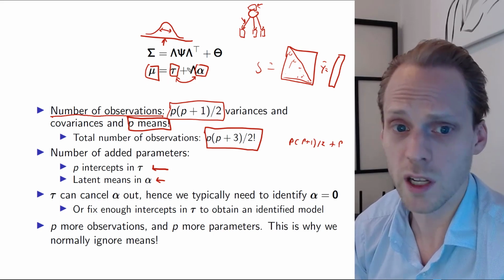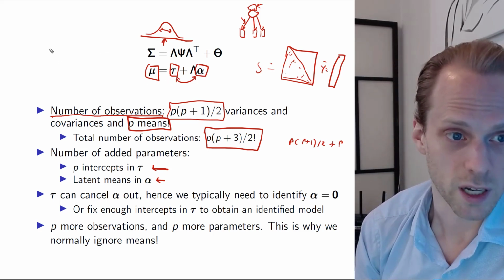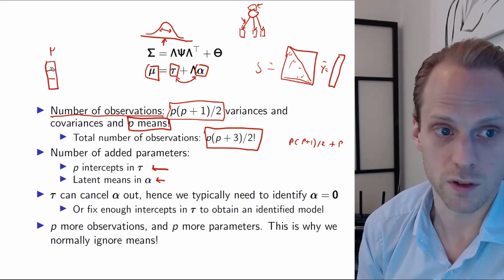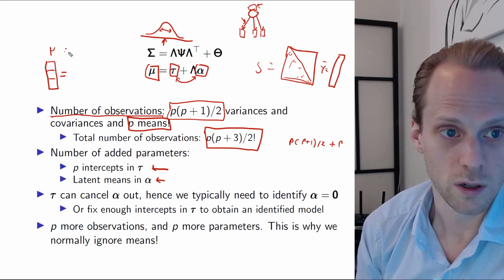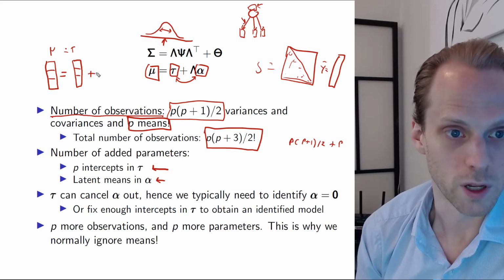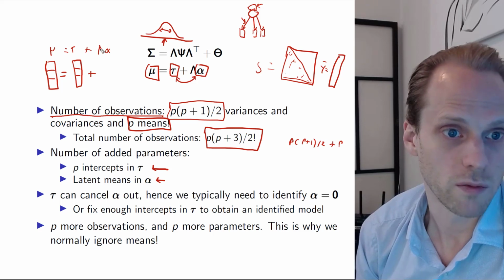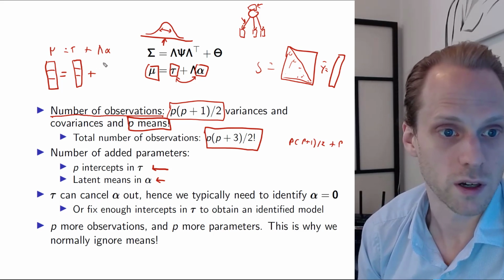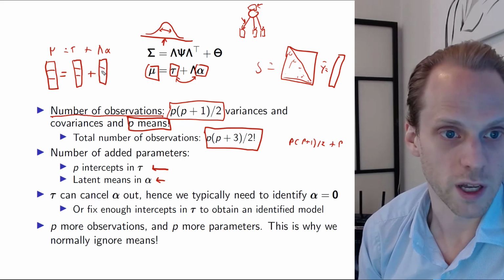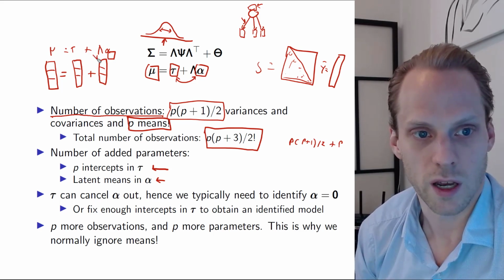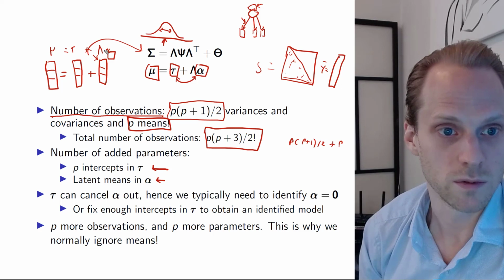And actually we can already see immediately a problem here in this equation. If we write this out, we have mu, which is a vector, let's say, of 3 variables, so this is 3 elements, equals tau, which is a vector of, let's say, 3 elements, plus then lambda alpha. So let's say we have one latent variable, right? Then lambda is also just a vector of 3 elements times one latent mean.